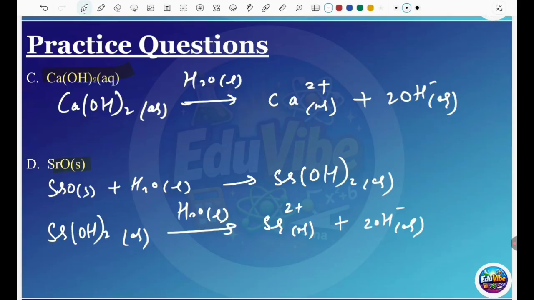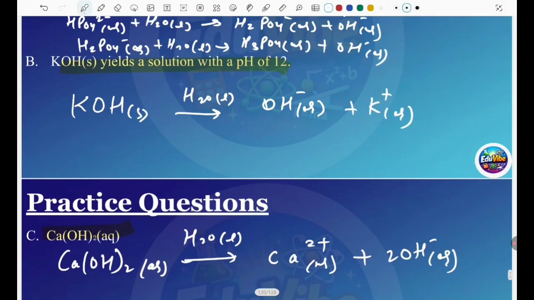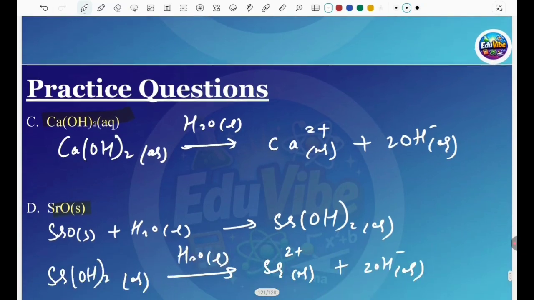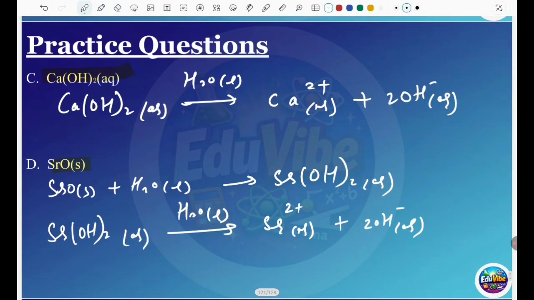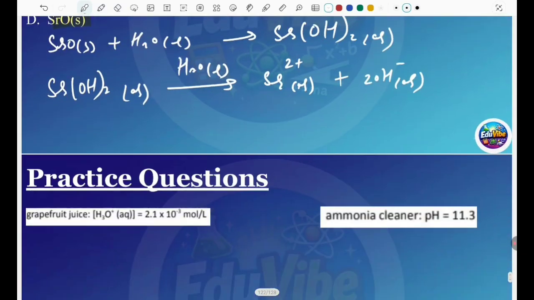That's how the modified theory works. This is not an example for the acid, but I did it only for the bases. So you can practice this. You will get good at it.